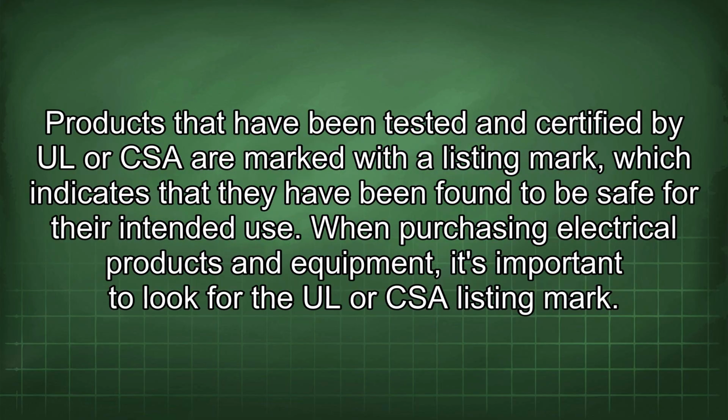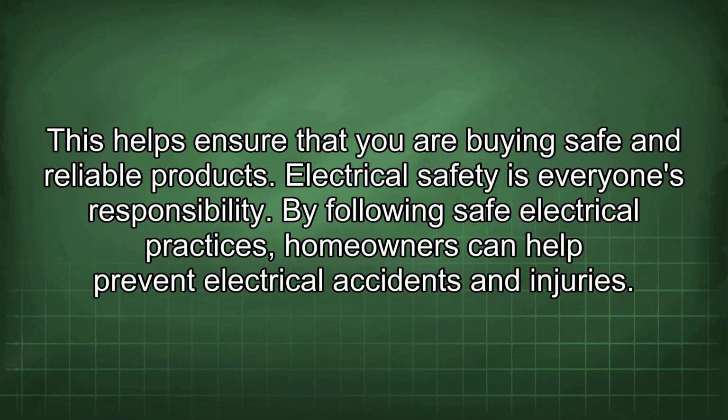Products that have been tested and certified by UL or CSA are marked with a listing mark, which indicates that they have been found to be safe for their intended use. When purchasing electrical products and equipment, it's important to look for the UL or CSA listing mark. This helps ensure that you are buying safe and reliable products.